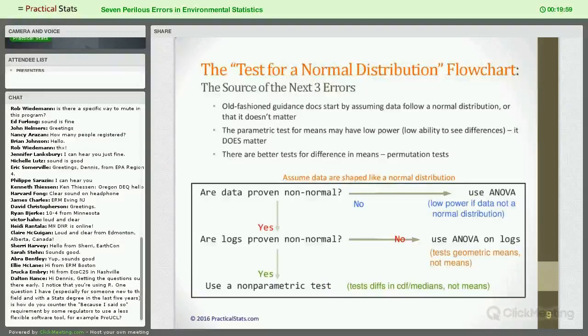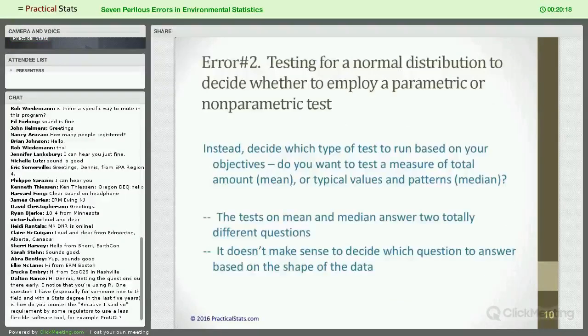And so the problem that I have with this, there's several, but the primary one, the one I want to focus on today, is that these tests have different objectives. They test different things. And really what we should be using is a flowchart that says, this is my objective, therefore this is the test I'm going to use. So let's start off with error number 2.